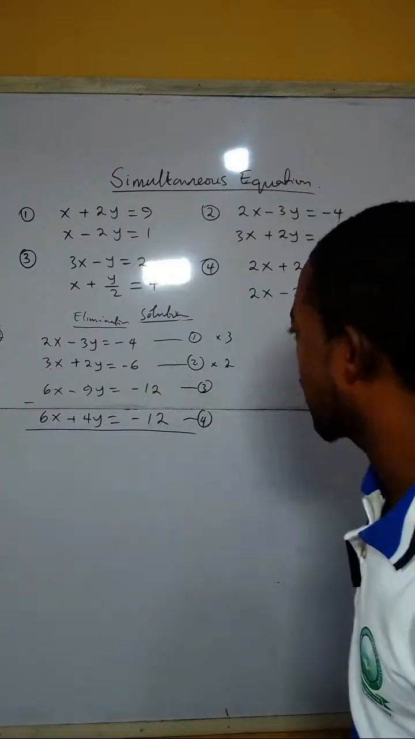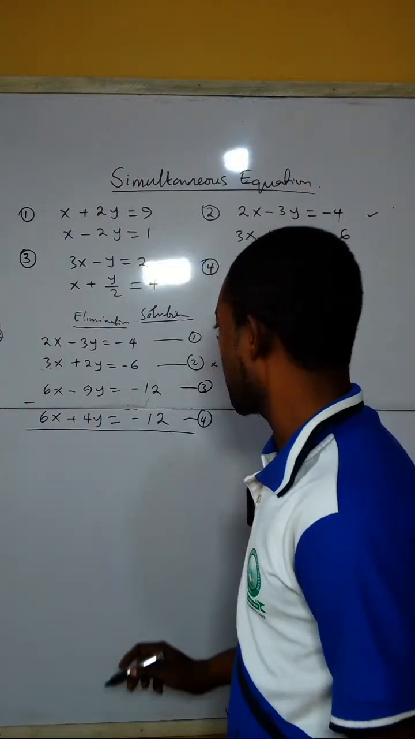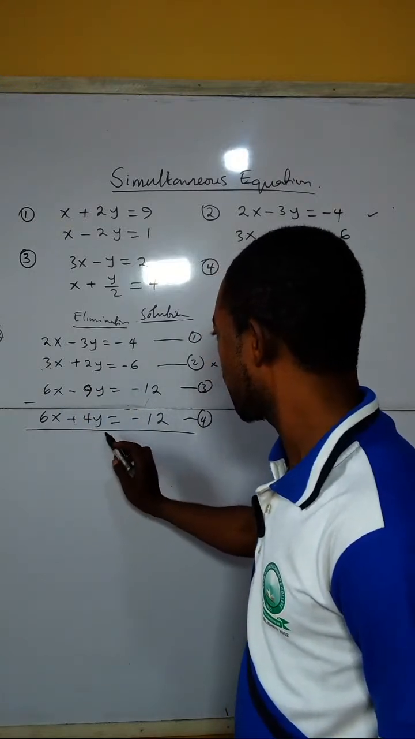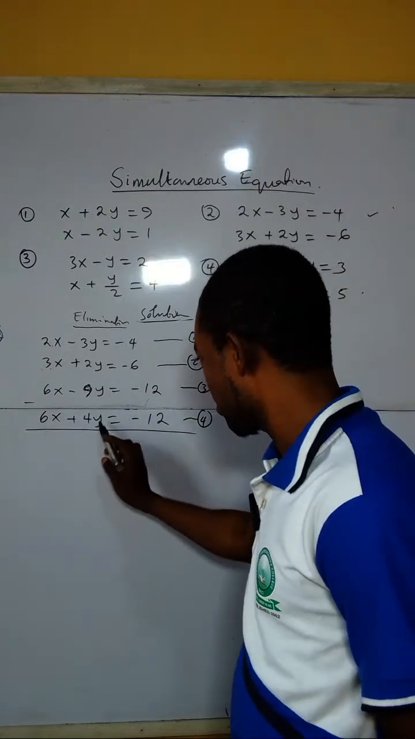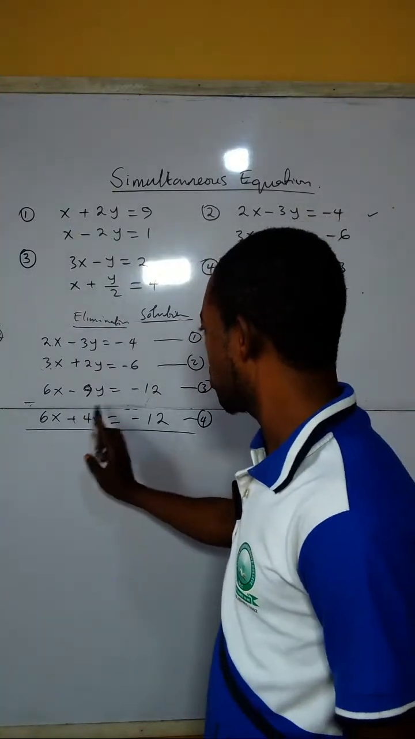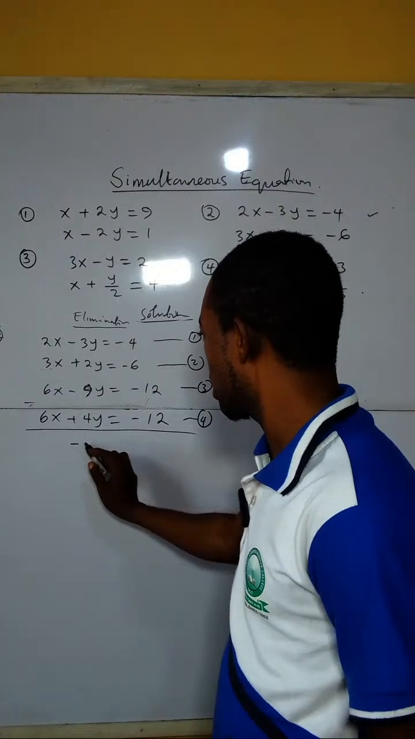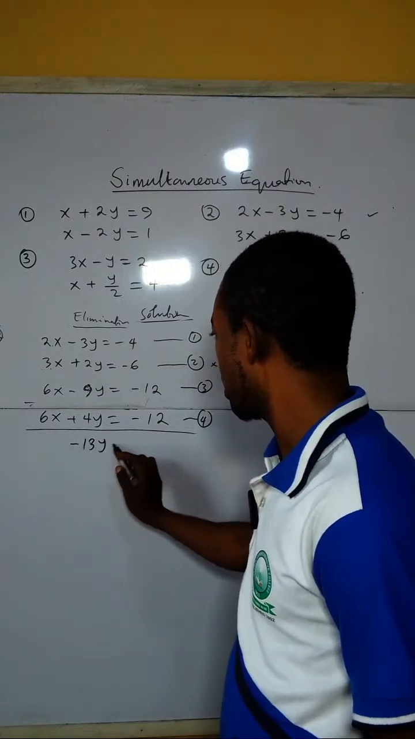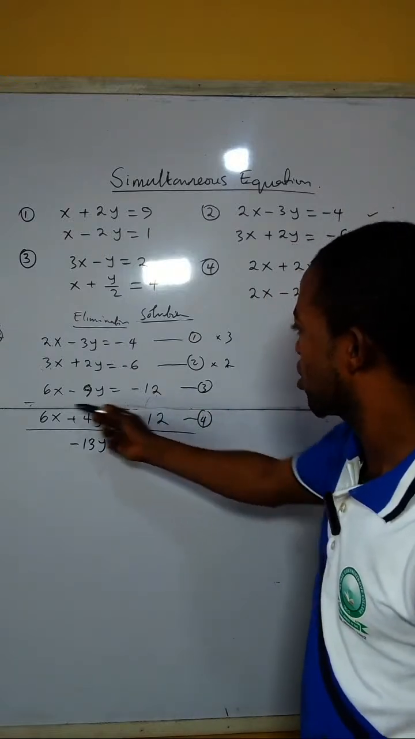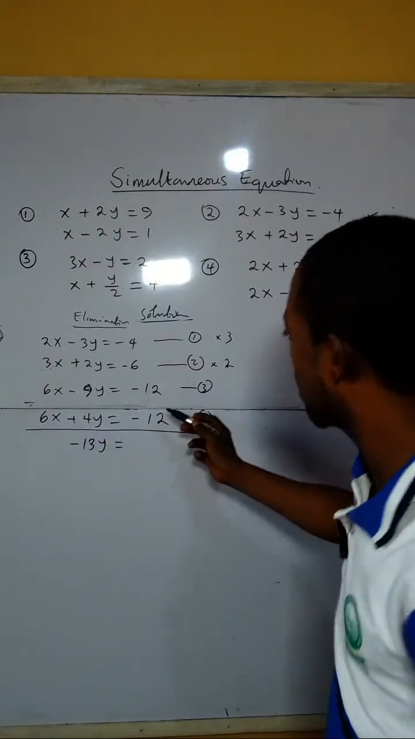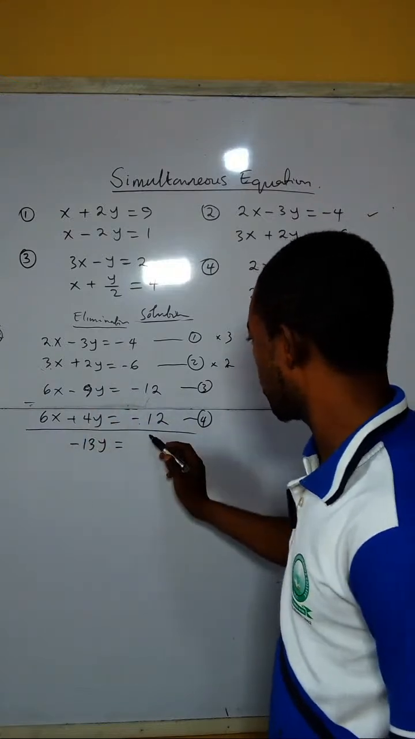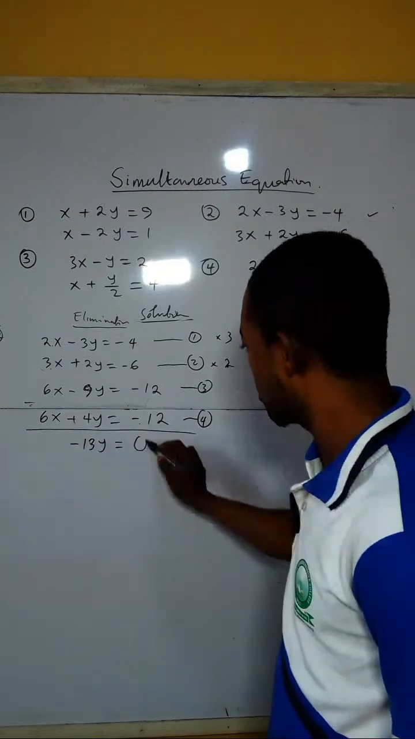So when we subtract, 6x minus 6x has gone. Then we have minus 9y minus plus 4y. It's the same thing as minus 9y minus 4y, because minus times plus gives us minus. So minus 9y minus 4y gives us minus 13y. Then equals, here we have minus 12 minus minus 12, which turns to plus. So that's minus 12 plus 12, and that's 0.